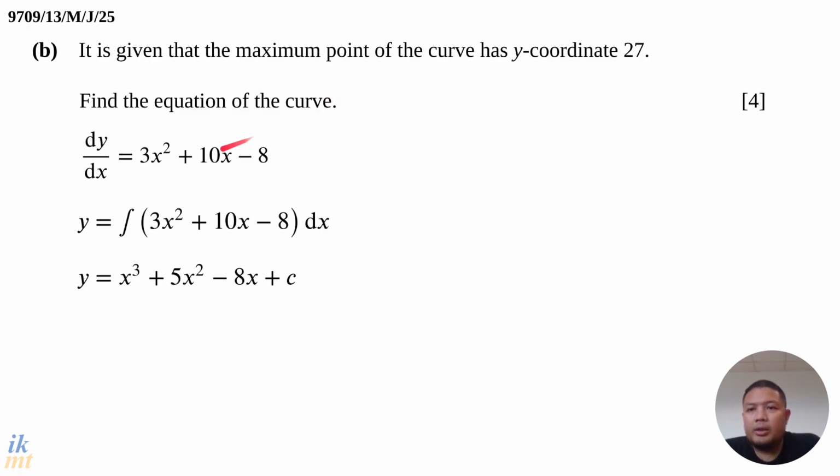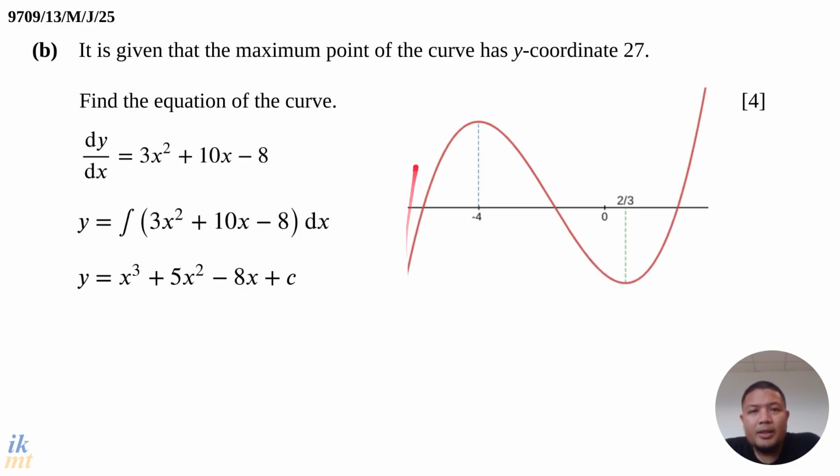So what we have to do is look at this equation. We can see it's a cubic equation. So we have our cubic equation. That means our cubic curve will look something like this. Okay, and we already know dy dx is negative between negative 4 and 2 over 3. The gradient here is negative, right? The gradient is negative between negative 4 and 2 over 3. Okay, so we can label as such.